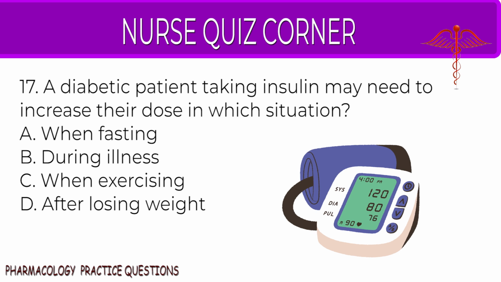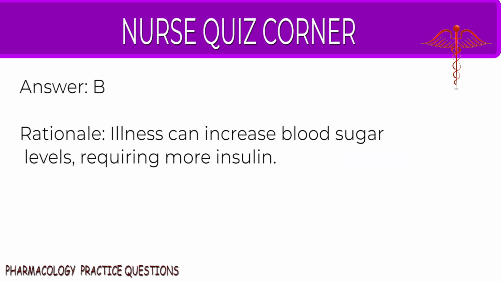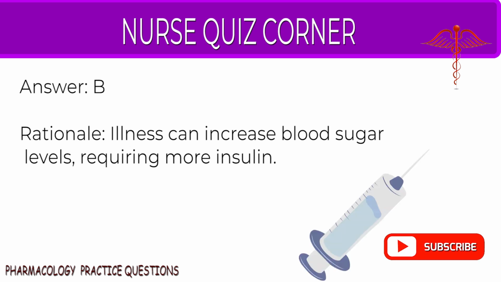17. A diabetic patient taking insulin may need to increase their dose in which situation? A. When fasting, B. During illness, C. When exercising, D. After losing weight. Answer: B. Rationale: illness can increase blood sugar levels, requiring more insulin.